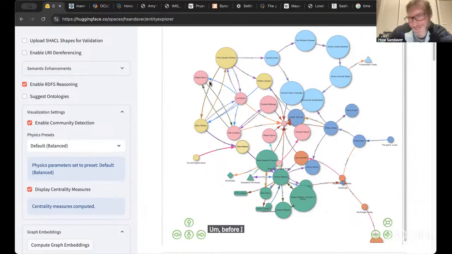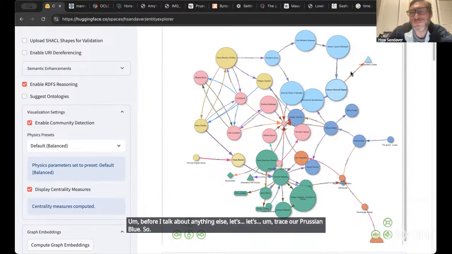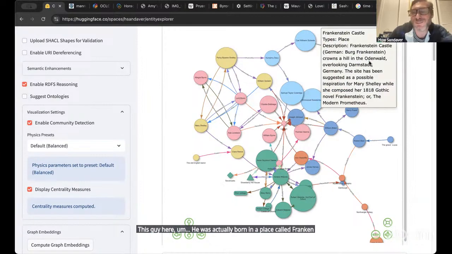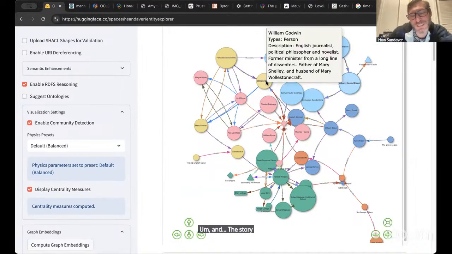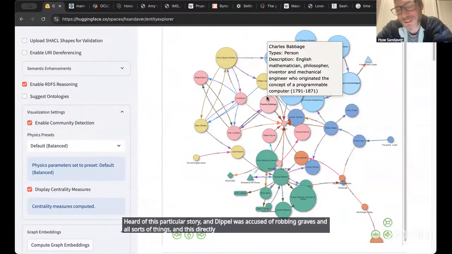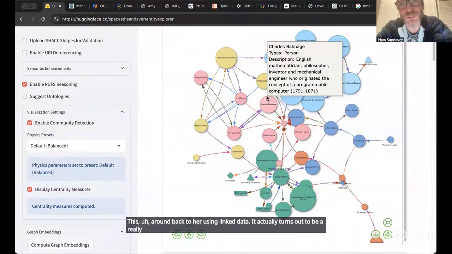Before I talk about anything else, let's trace our Prussian blue. So Dippel, this guy here, he was actually born in a place called Frankenstein Castle. And the story goes that Mary Shelley heard of this particular story, and Dippel was accused of robbing graves and all sorts of things, and this directly inspired Frankenstein. So I thought, okay, how easy is it to trace this around back to her using linked data? And it actually turns out to be a really short route in two directions.